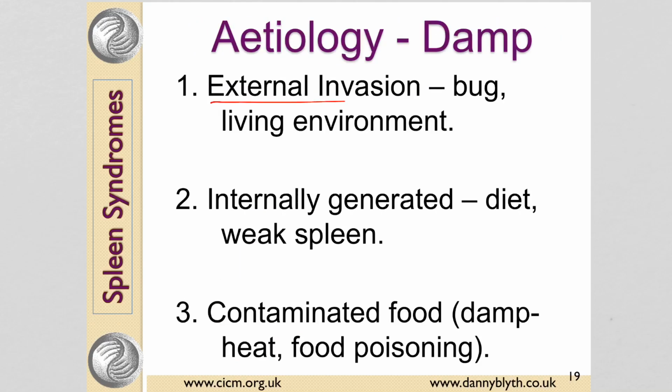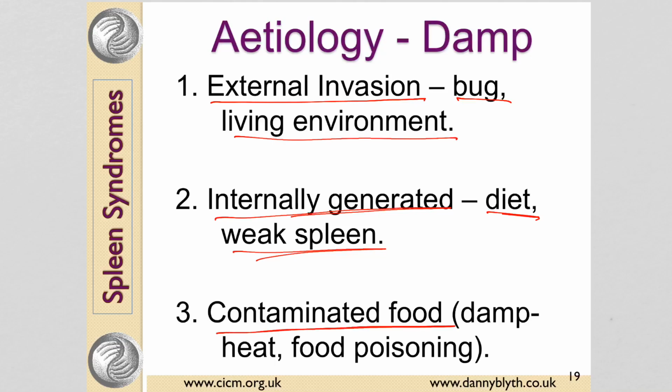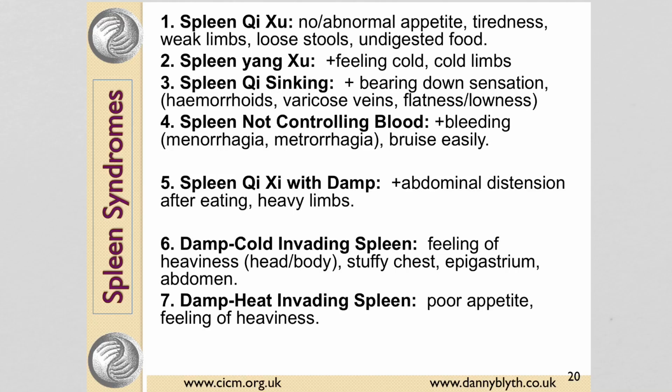Damp, it's either an external invasion, a bug, or the living environment. It's internally generated by the diet or by a weak spleen, or with damp heat, contaminated food, so food poisoning. Reminder of those, so we've got basic spleen qi deficiency. This is the main symptoms only, so no or an abnormal appetite, tiredness, weak limbs, loose stools, possibly with undigested food in the stools. With yang deficiency, there's also feeling of cold and cold limbs.